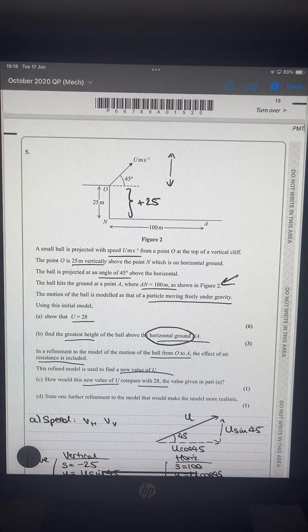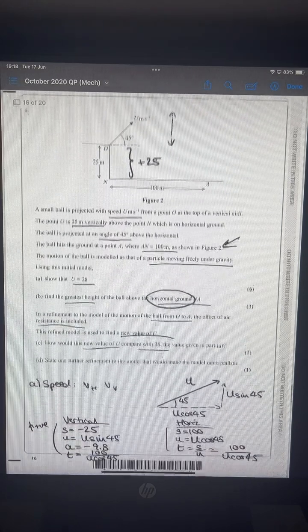Yeah, that's 9 out of 11 marks. It is a lot of marks for this question. It's very logical. Yeah, follow it step by step.